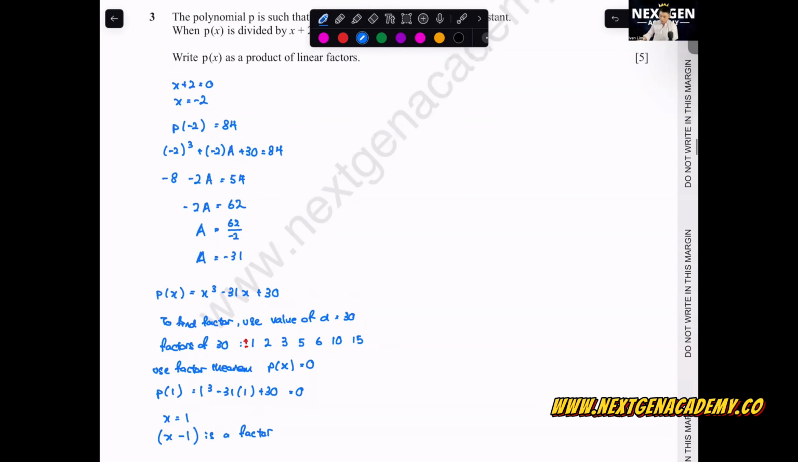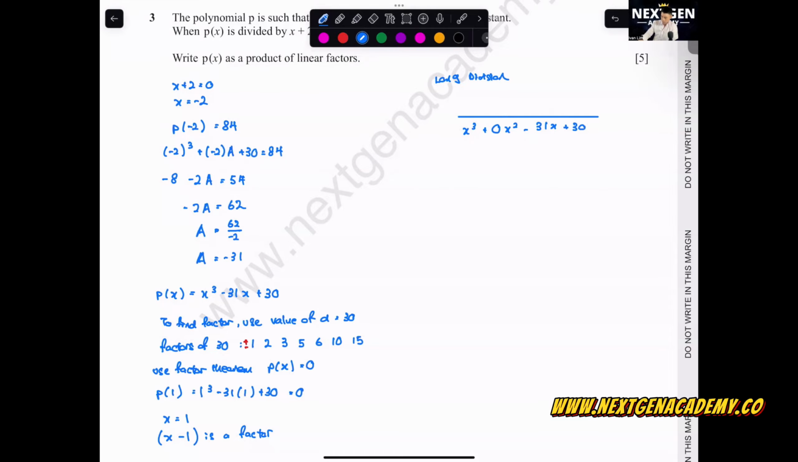Okay, from here, now we do long division. You see also there's one value that's missing, so we are going to put the x squared term as 0. So 0x squared minus 31x plus 30 divided by x minus 1.